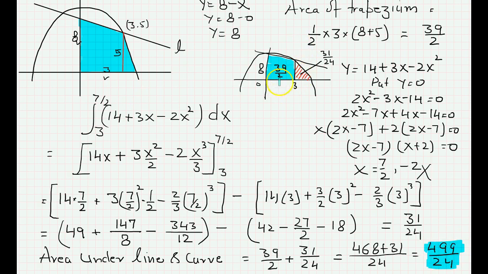You can also solve this question instead of using the area of trapezium. You can find the area under this line, and that is 0 to 3 integral of 8 minus x. You will get the same answer. You can also use one line, subtract the area, you will get the answer. So this question was of 8 marks.